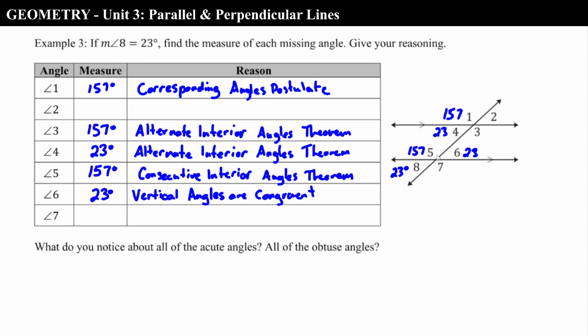All right, well, we know that angle 2 is still also 23 degrees because it corresponds to angle 6. So angle 2 is 23 degrees thanks to the corresponding angles postulate. This one's a postulate, not a theorem. And then finally, we can correspond 157 down to angle 7 from angle 3. And again, here we're utilizing the corresponding angles postulate.